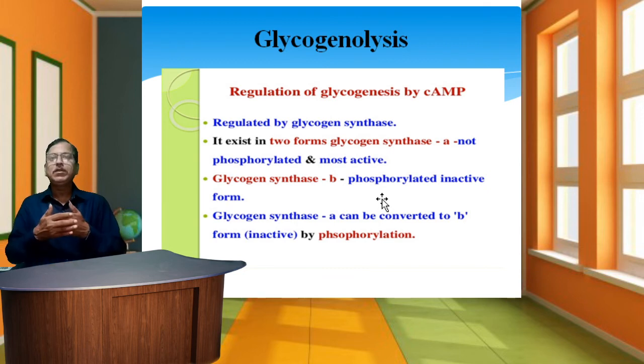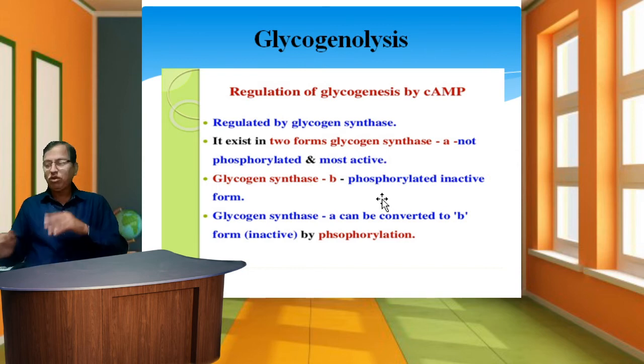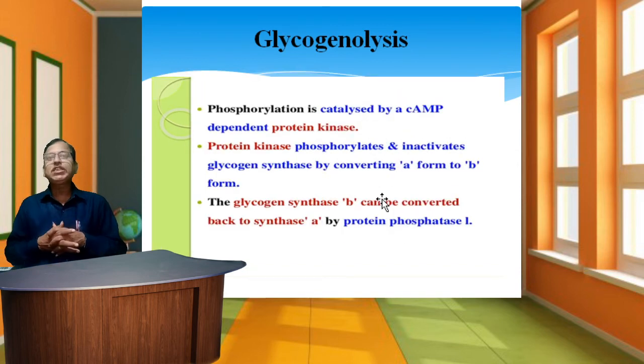These are the two forms. The A form is the active form and the B form is the inactive form. Glycogen synthase A can be converted into the B form by phosphorylation. Phosphorylation is catalyzed by a cyclic AMP dependent protein kinase. Protein kinase phosphorylates and inactivates glycogen synthase by converting the A form to the B form.